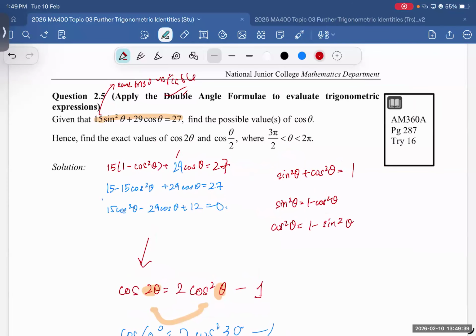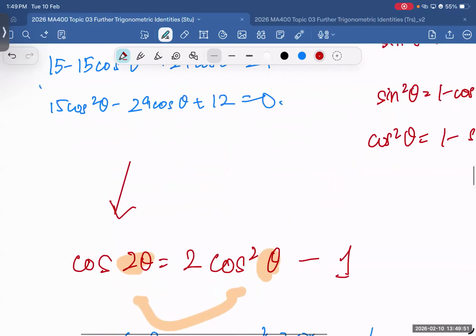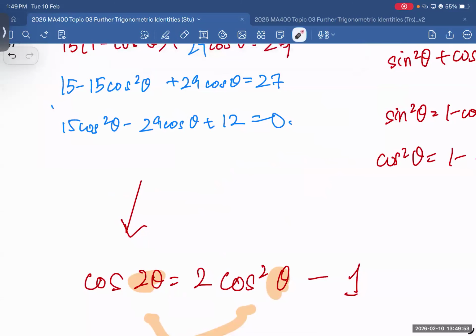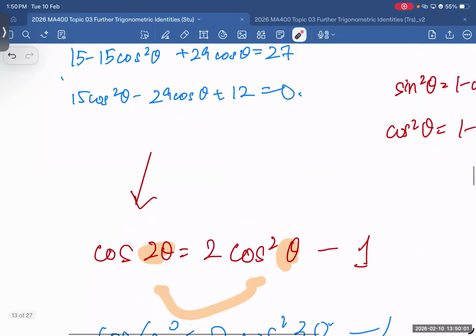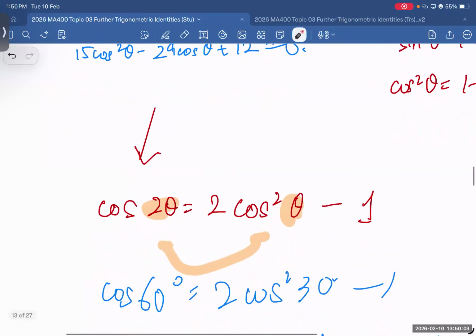Now Javier, now theta over 2, right? At this point in time, you must know that you have learned the double angle formula. Essentially you have this is double of this. It's a 2 times relationship. Fair enough? Now I ask you, if I give you cosine 60, then what should be here?